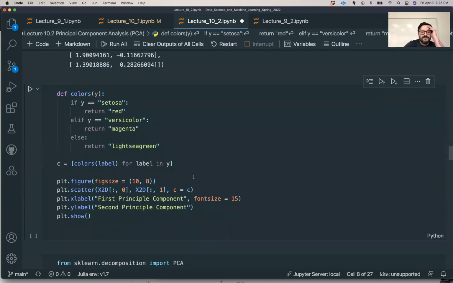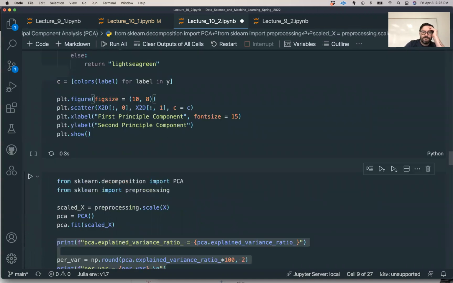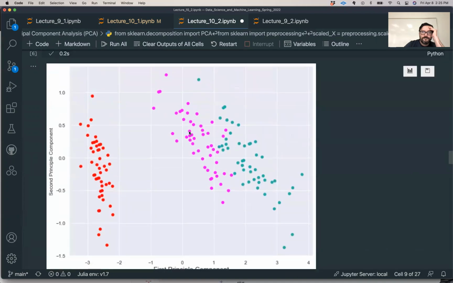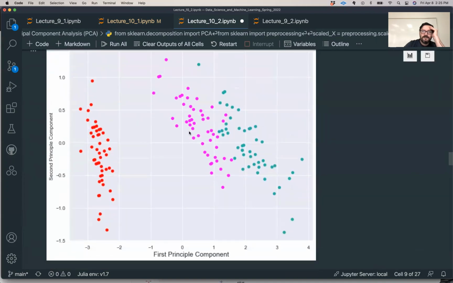So, okay, let's see what happens when we plot this data. So here's X2D, 0 column, 1 column, colors, it's okay. That looks like the data. That looks like the iris data set, right? Like some combination of them, right? In fact, it is. It is a combination of them.